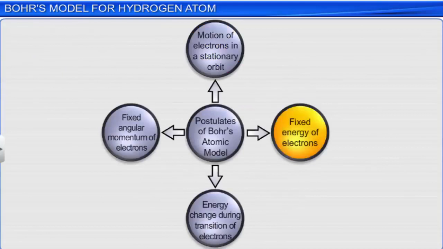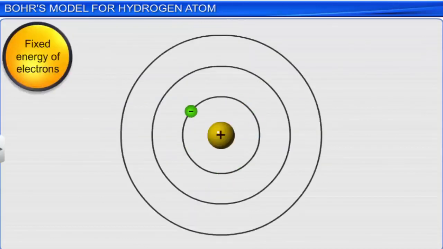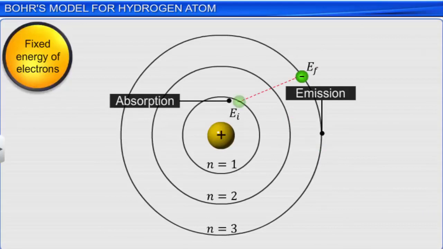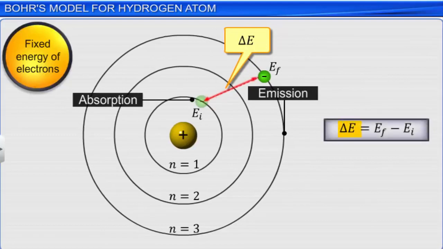According to the second postulate, the energy of an electron in the orbit remains constant until the electron absorbs energy to jump to a higher orbit, or releases energy to move to a lower orbit. So each emission or absorption of radiation energy represents the electron transition from one stationary orbit to another. The energy difference between the two orbits is given by the equation delta E is equal to E final minus E initial.